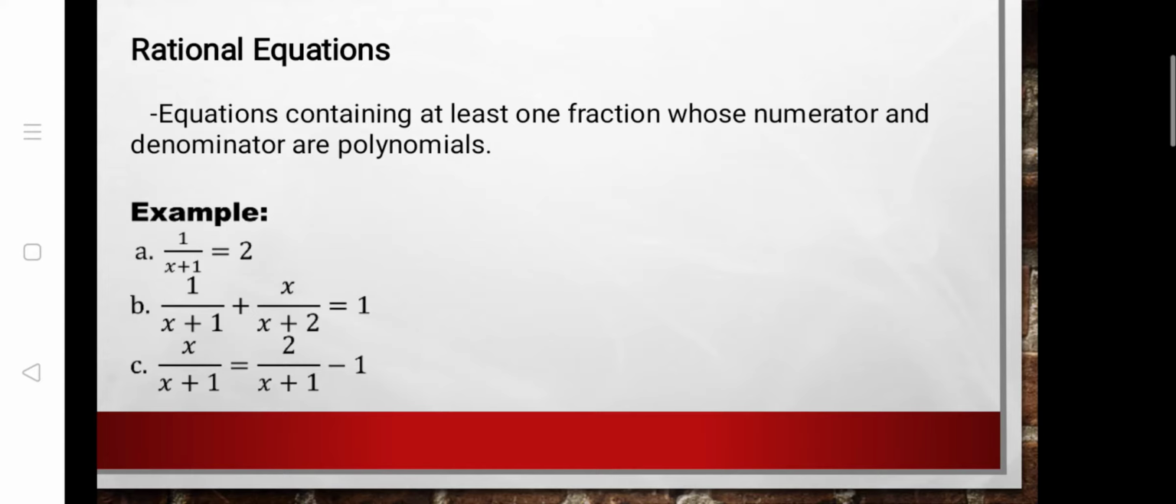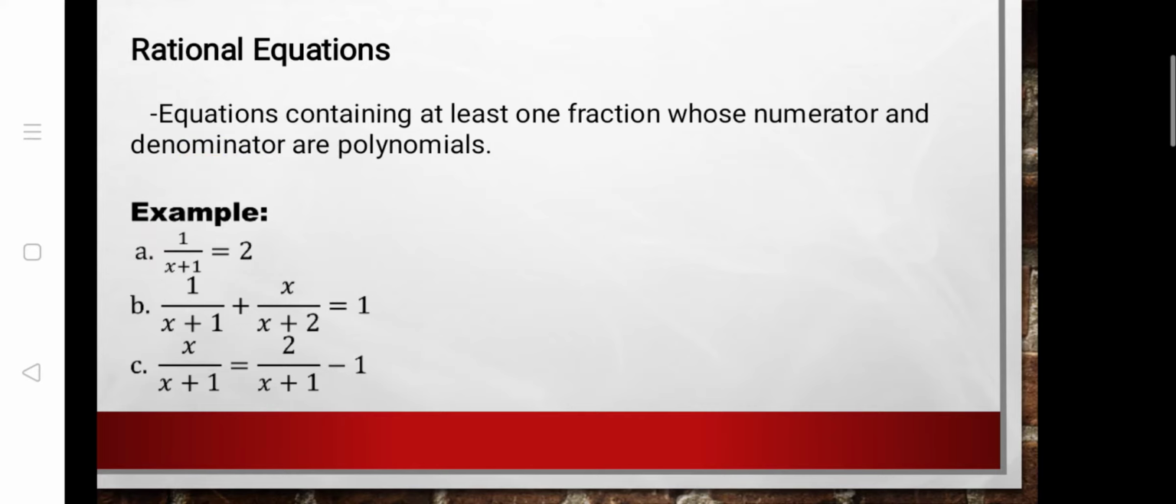When we say rational equation, it is an equation containing at least one fraction whose numerator and denominator are polynomials. Okay, take note it should have at least one fraction. And on that fraction, the numerator should be polynomial as well as the denominator.